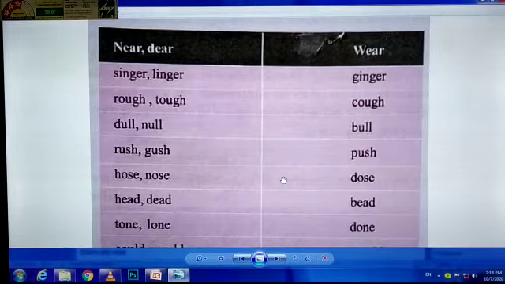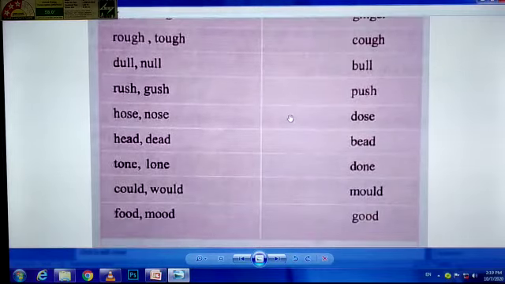Rush, gush, push, and so on. You can just go through this table and pronounce it. Practice with your pronunciation of these pairs: hose, nose, and dose. Head, dead, bead. Tone, loan, done. Could, would, mould. Food, mood, good.